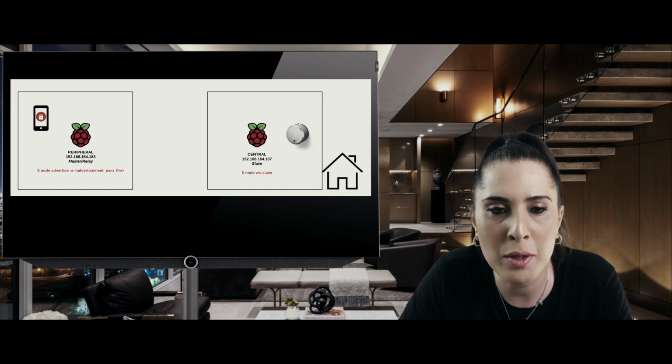So you're going to actually be running the command node WS slave, and that will again be the central Pi right next to the lock. So if this were a house and a front door with the August Lock Pro installed on the front door, the central Pi would be the Raspberry Pi that's going to be sitting next to the lock.